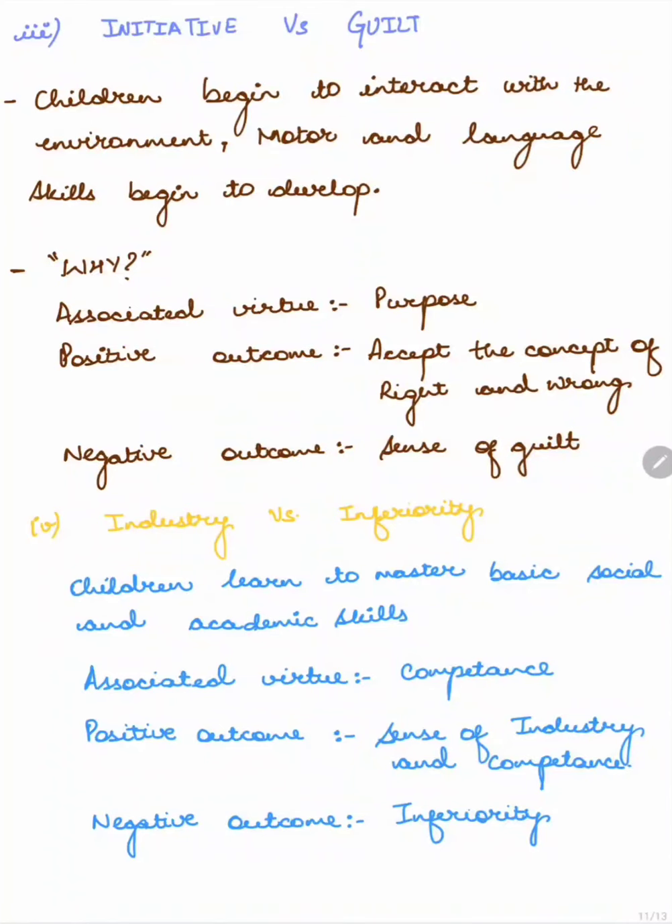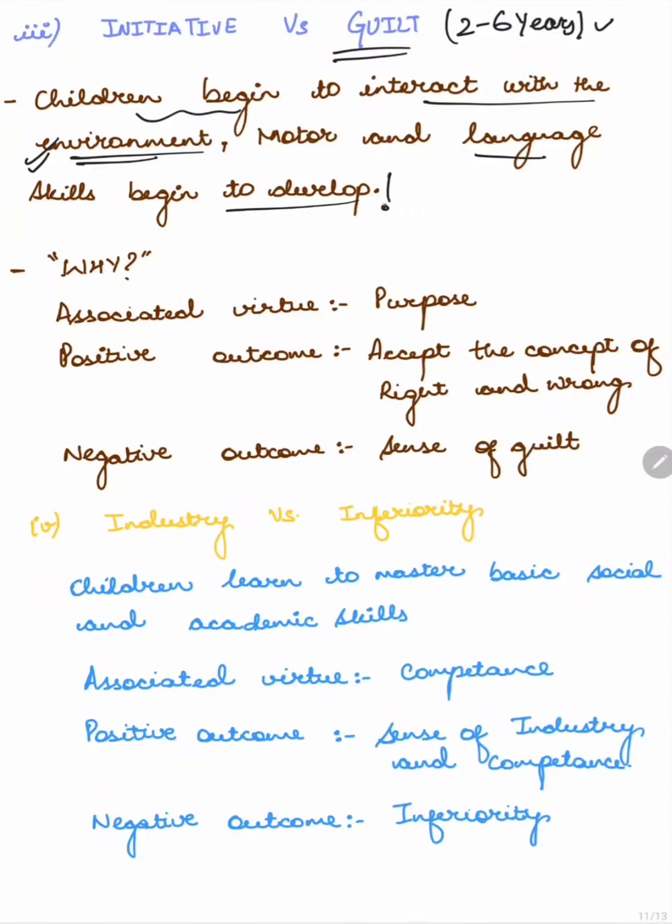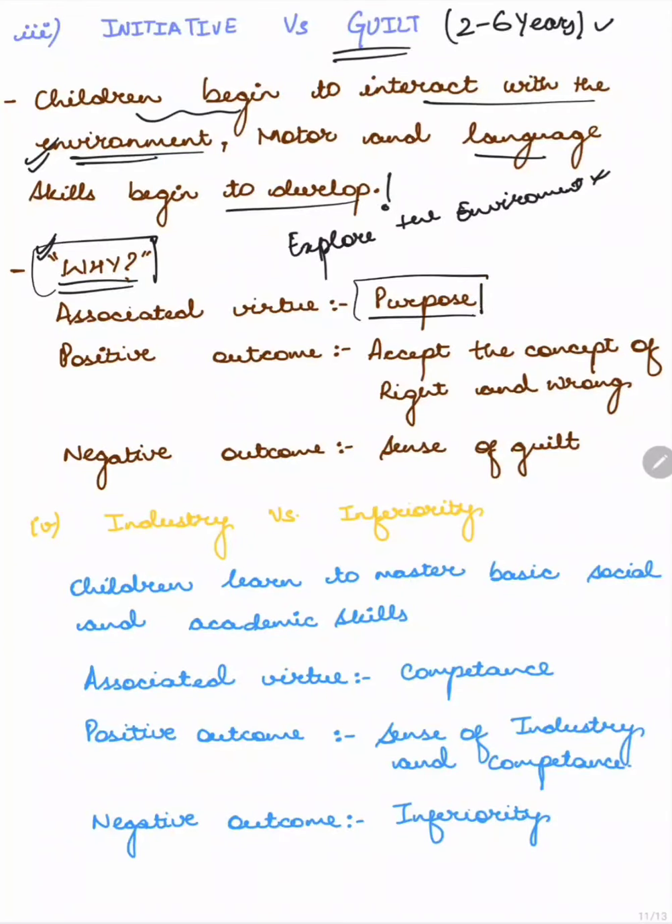Now the third stage is initiative versus guilt, which is from 2 to 6 years of age, right? So the children begin to interact with the environment at this stage. Motor and language skills begin to develop. The child tries to explore the environment, or you can say the things, right? So a beautiful word, that is "why", is used by the child most of the times. So the associated virtue is purpose.